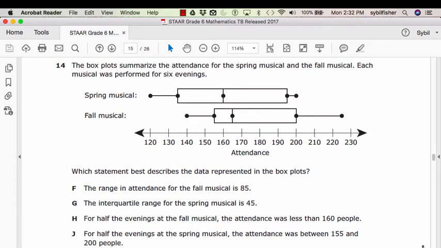F. The range in attendance for the fall musical is 85. G. The interquartile range for the spring musical is 45. H. For half the evenings at the fall musical, the attendance was less than 160 people. J. For half the evenings at the spring musical, the attendance was between 155 and 200 people.